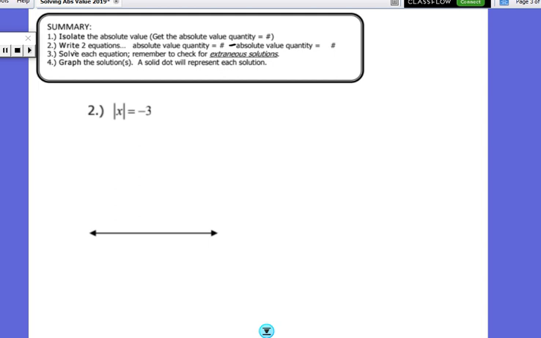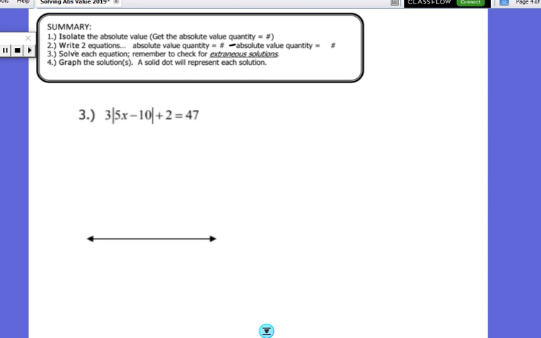Absolute value of x is equal to negative 3. Well, it's already isolated. So what is negative 3 units from the origin, from 0? Well, hopefully you're thinking, what? This makes no sense. That's right, because this would be no solution. We don't measure in negative units. So there's no solution. All right, there's two simple examples.